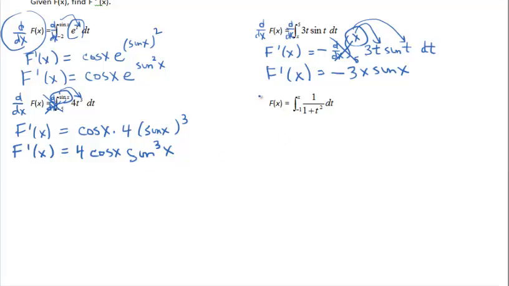One final example, bring in the d over dx. F prime of x equals, these two are going to cancel. Variables in the locations I want them to be in. Derivative of x is 1 times 1 over 1 plus x squared. So just some practice with the second fundamental theorem of calculus, which really means the shortcut.